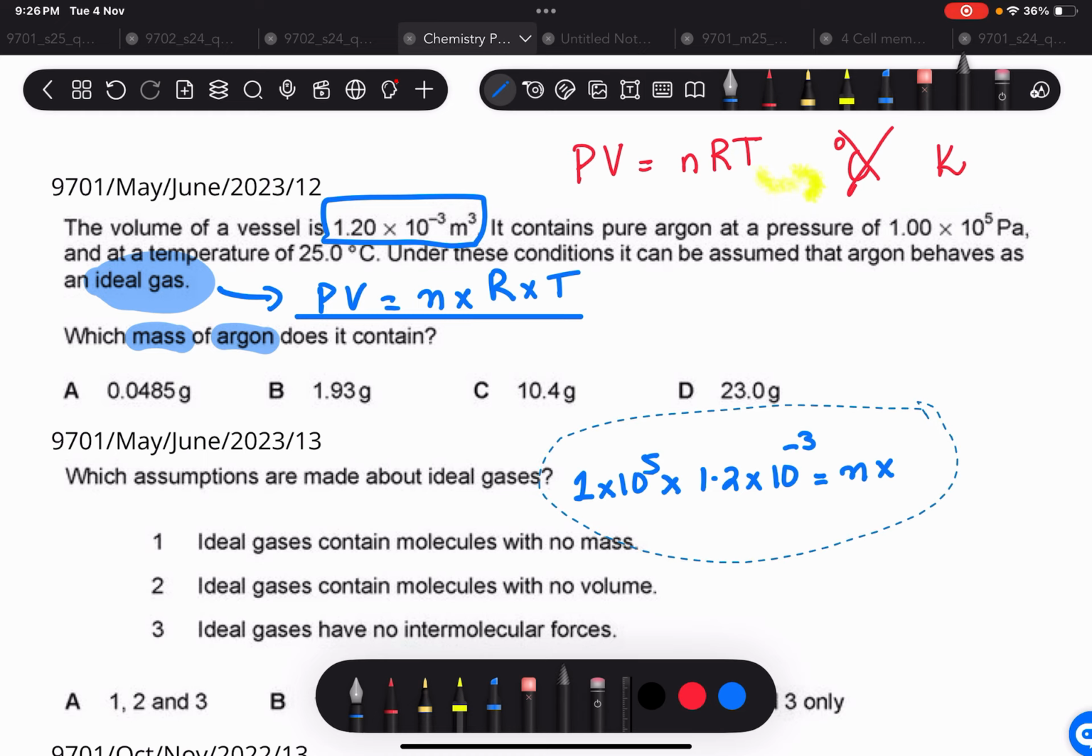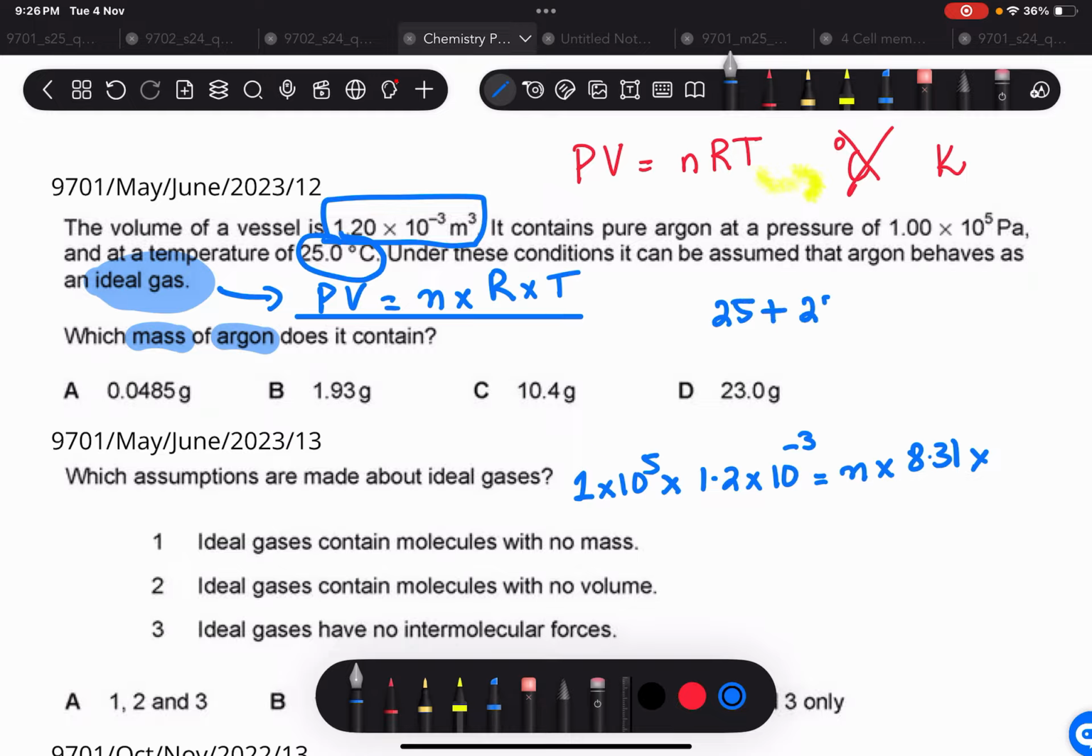So n we don't know. R is going to be 8.31, that's a constant value, times T. Temperature is 25 degrees Celsius over here, so we have to convert it into Kelvin. To convert degrees Celsius into Kelvin, you add 273 to your degree Celsius value. So 25 plus 273 gives us 298 Kelvin. So times 298. Now we have to calculate the mass from this. First we'll calculate the moles, and from moles we're going to calculate the mass.